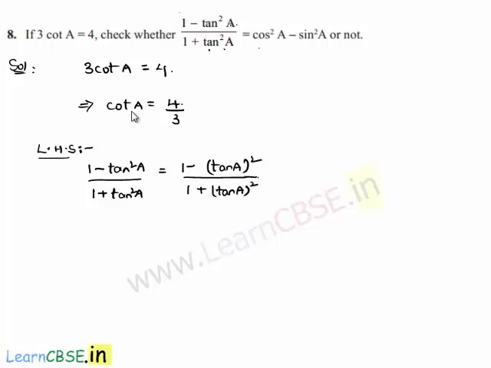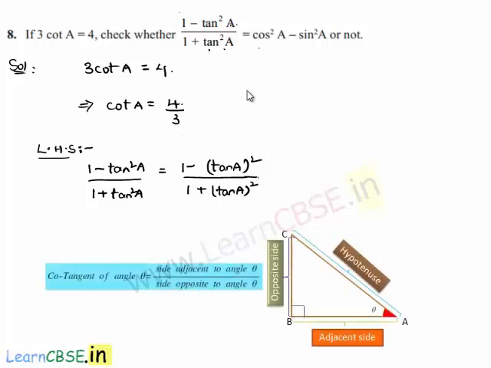Now as the value of cot A is given, we know tan A is nothing but the reciprocal of cot A. We can write tan A is equal to 1 by cot A, which is nothing but the reciprocal of 4 by 3, that is 3 by 4.